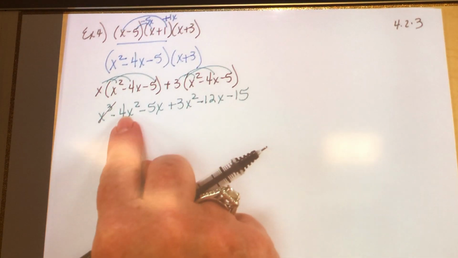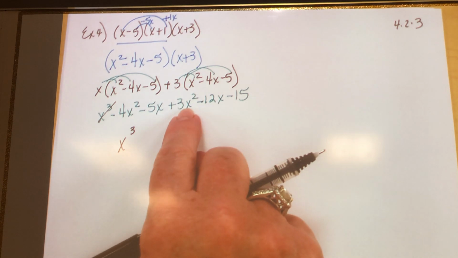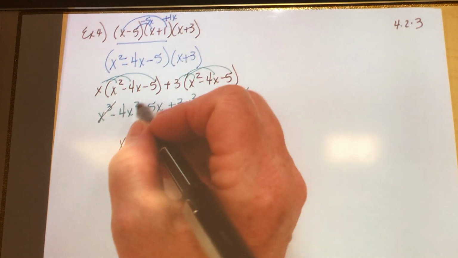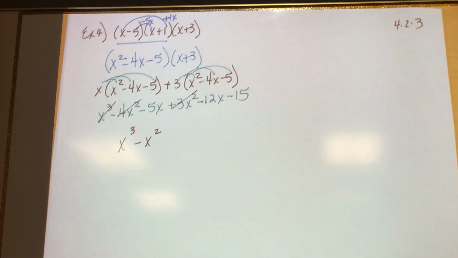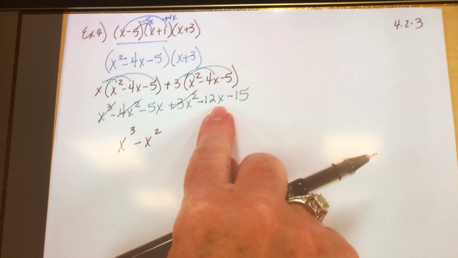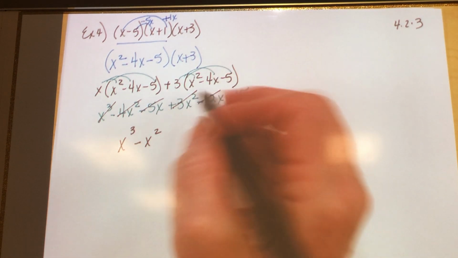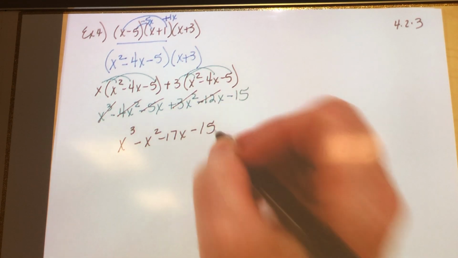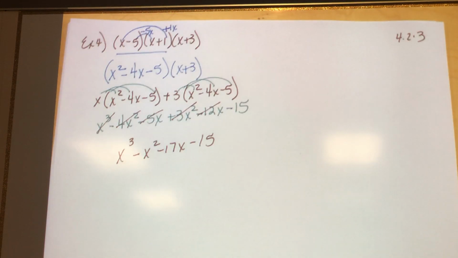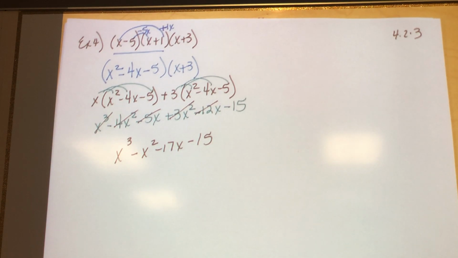And then a negative 4x squared and a positive 3x squared gives me what? Negative 1x squared, or just x squared. A negative 5x and a negative 12x make negative 17x. Perfect, and then negative 15. Anybody got a question? Okay, so I have one more thing to do, and then I'm going to pass out your worksheets.